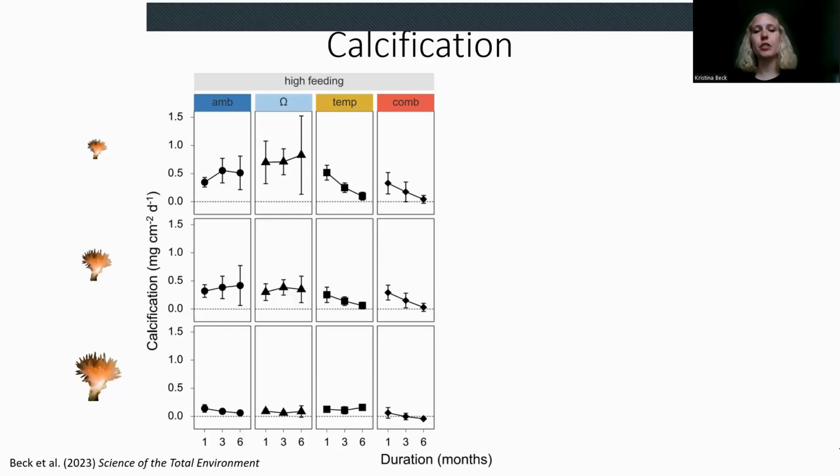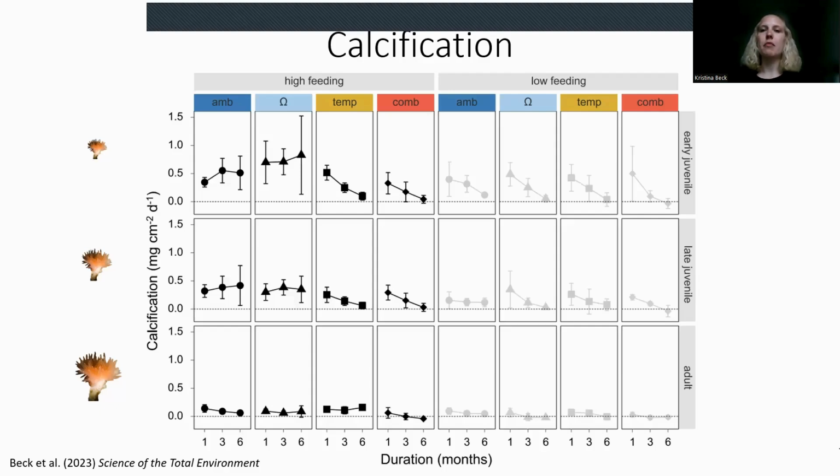And then, important to note that in general, the growth rates of the adult corals were quite low, which is also something we would expect. That's usually the case for cold water corals. And then when we look at the effect of the low feeding treatments, you can clearly see that growth rates decreased in all life stages and all treatments. So the corals definitely did not receive enough energy to maintain their growth rates in the low feeding treatment.